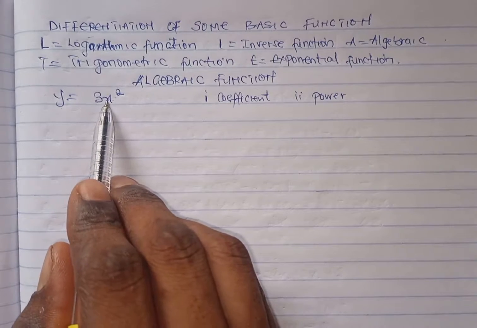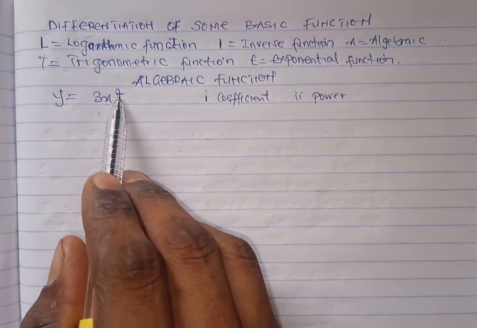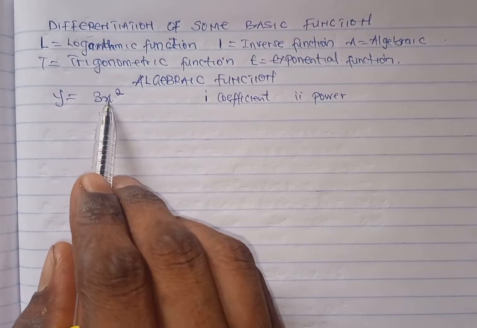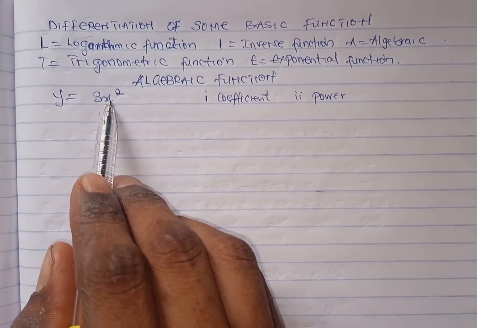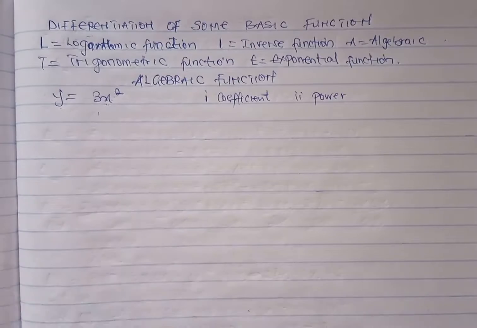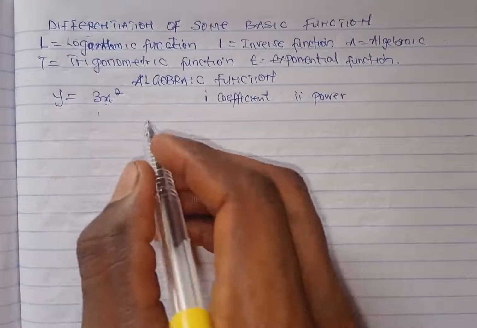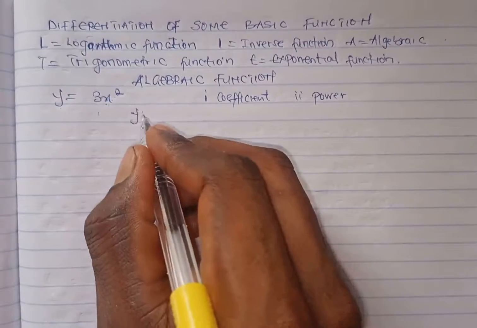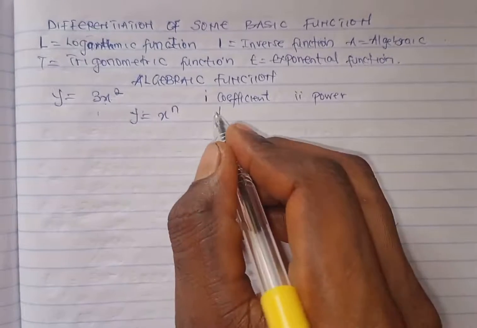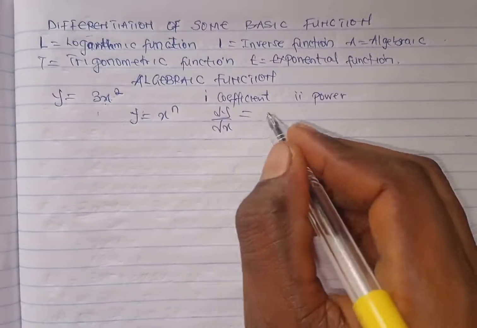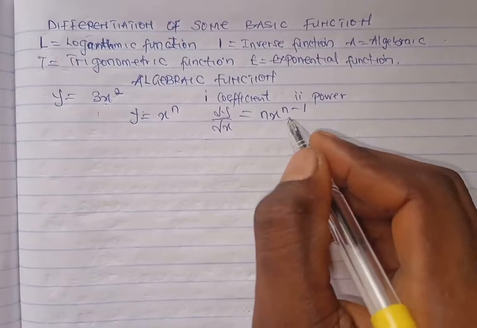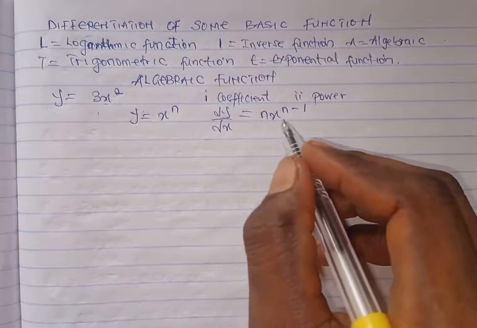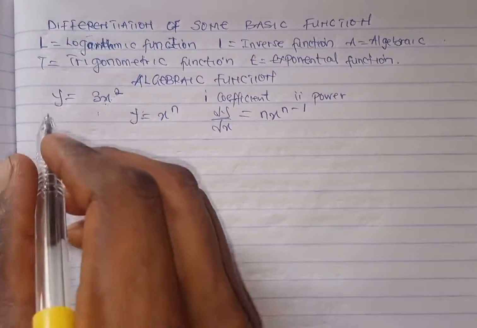And what is the power of x? The power of x is 2. Once you know the coefficient and the power, you can differentiate any kind of algebraic function. You simply use this formula: if y is equal to x raised to the power of n, then dy/dx will be equal to nx raised to the power of n minus 1. This is the basic formula you are going to use to solve this question.